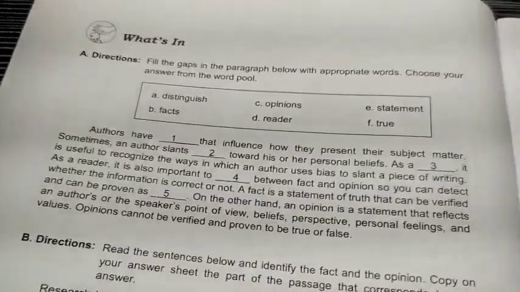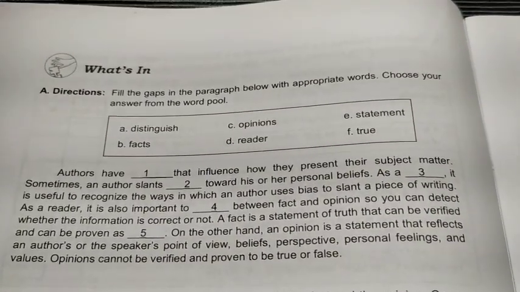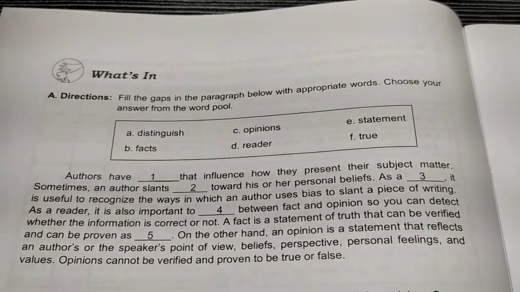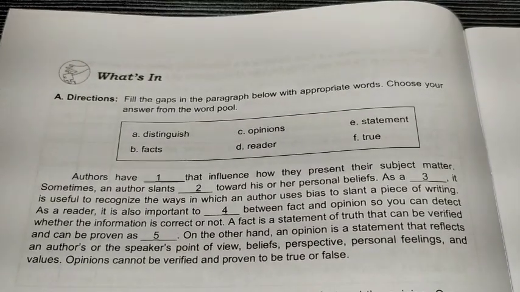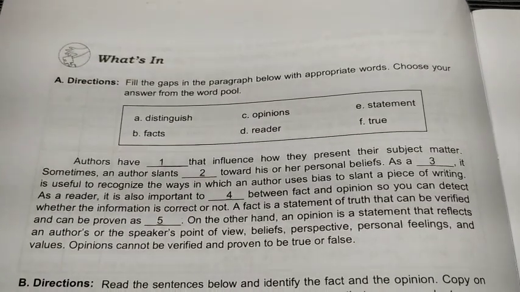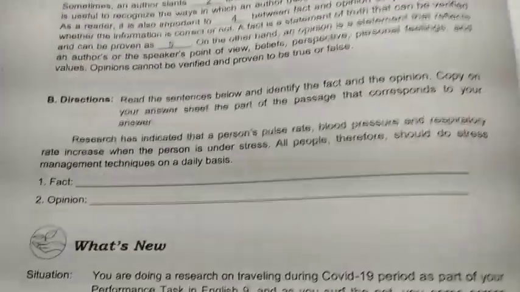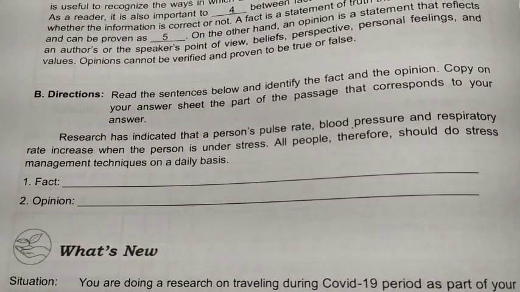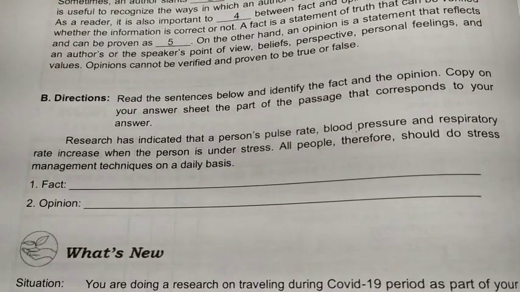So for numbers 1 to 5, you will identify the letters from the word pool. Is it distinguish, opinion, statement, facts, reader, true? You will just identify or fill each statement with the appropriate word from the word pool. And if you will write your answer, you will just write the correct letter that corresponds to your answer. Then read the sentences below and identify the fact and the opinion. Copy on your answer sheet the part of the passage that corresponds to your answer.